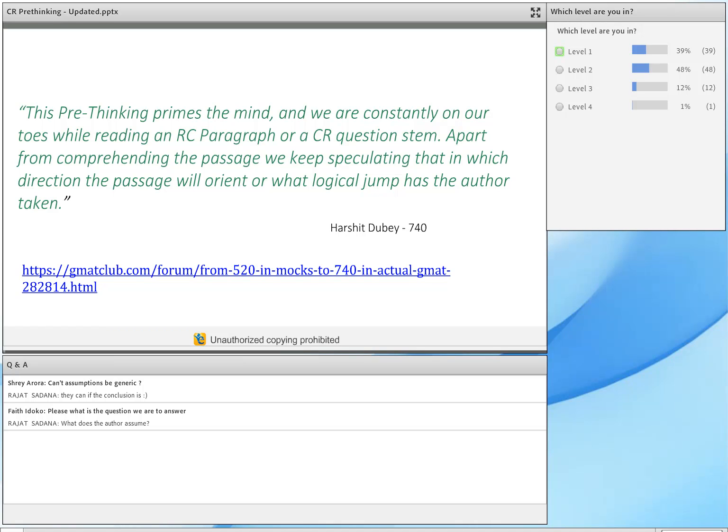Not just in critical reasoning, but also in reading comprehension. This pre-thinking actually will help you get to that 90th percentile or so. So it's a skill that you're building that's going to help you not just with one aspect of the GMAT, but with multiple aspects, and in fact, even beyond that with life.